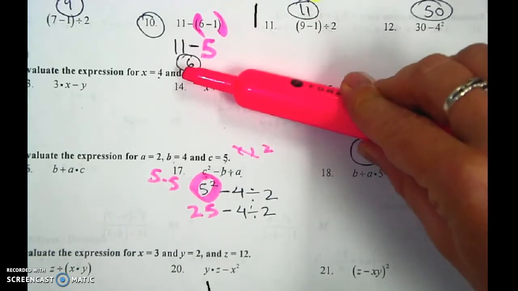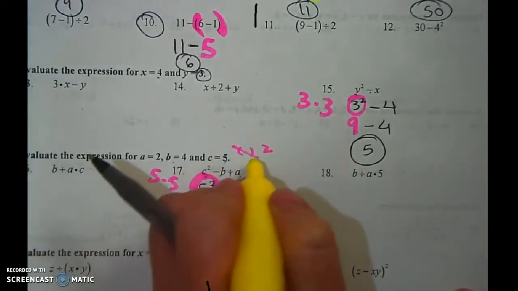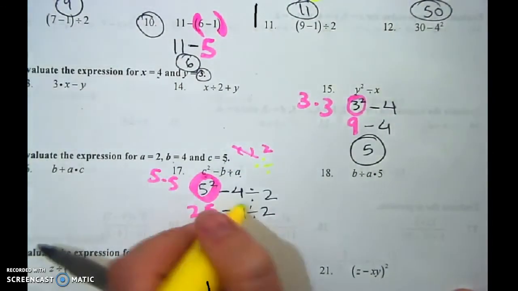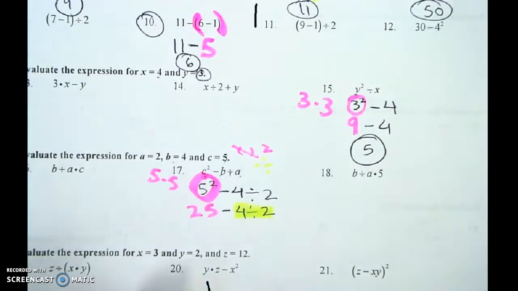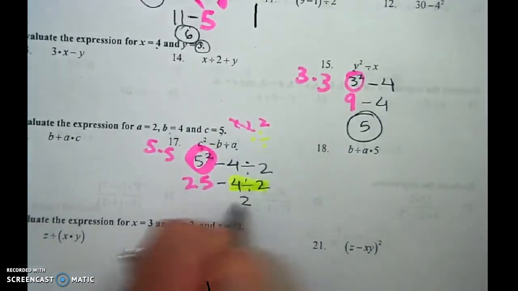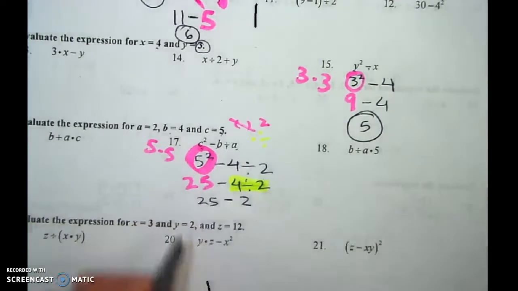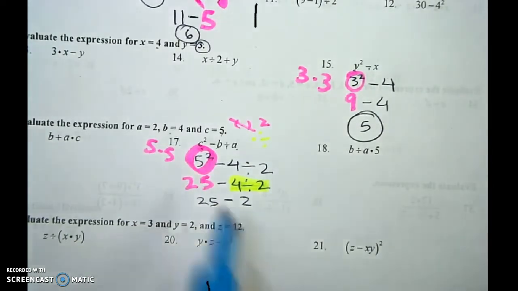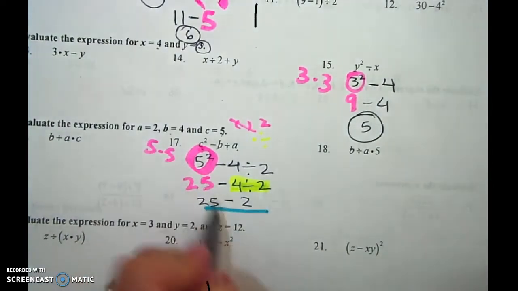Done with my pink. I need to see now if there's multiplication or division. There's division. That's what I do next. 4 divided by 2, 2. 25 minus 2. Now all that's left to do is subtract. 25 minus 2, 23.